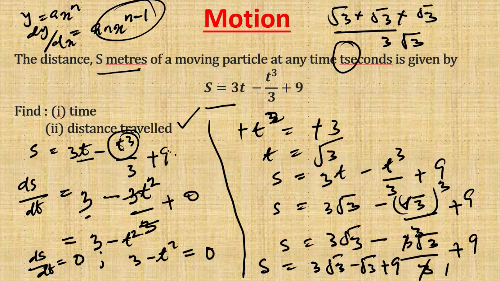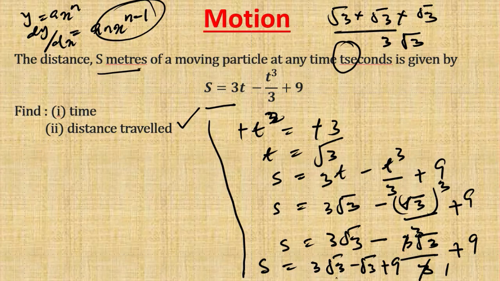Let's create space. So that 3 root 3 minus root 3, that's the same thing as 2 root 3. S obviously is equal to 2 root 3 plus 9. Now I can decide to leave my answer in such form, but your examiner might want you to expand it further. Root 3 is the same thing as 1.732.